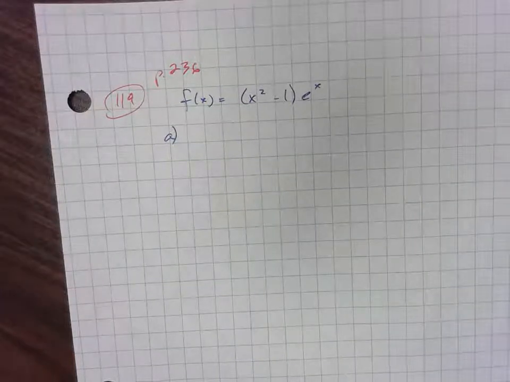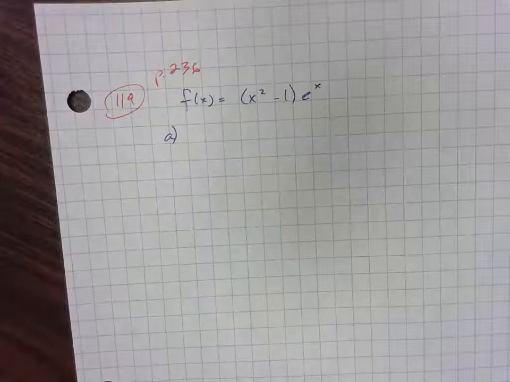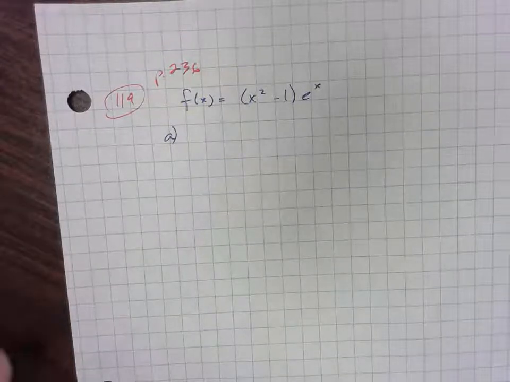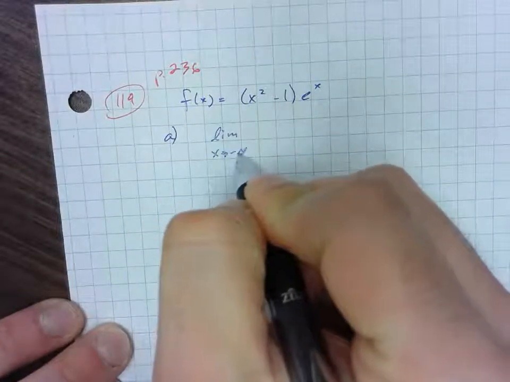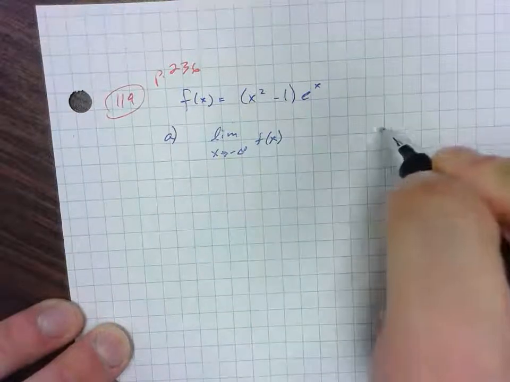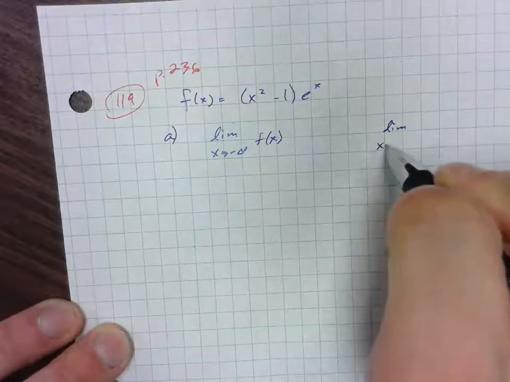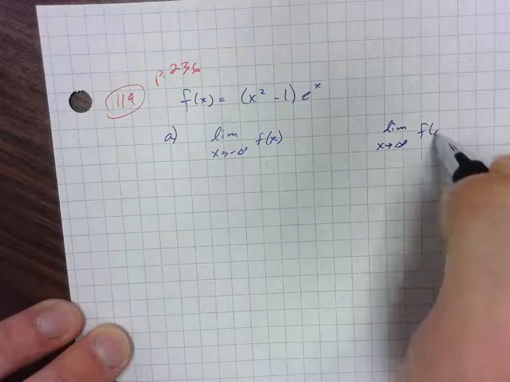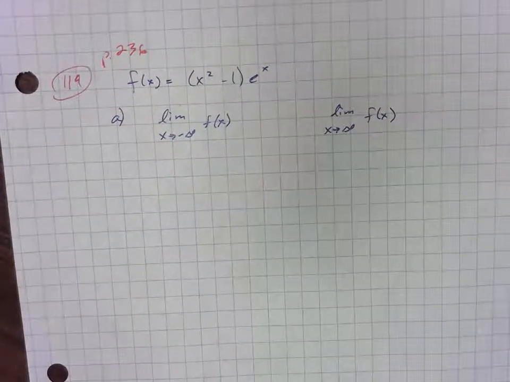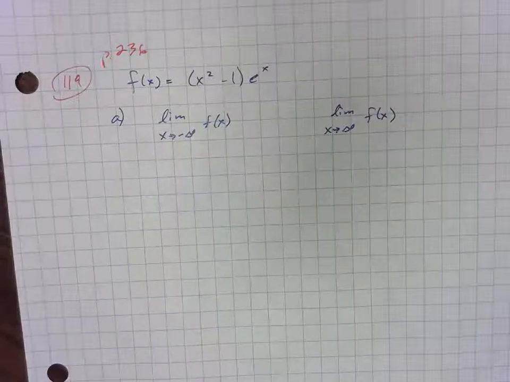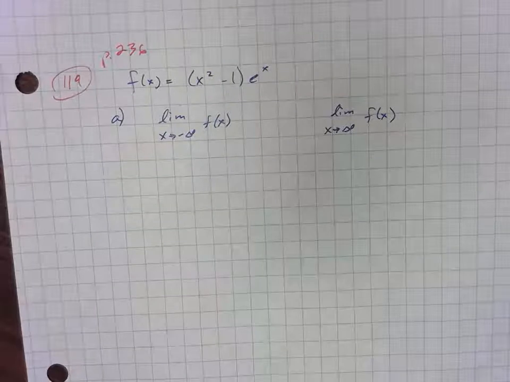Okay, so part A says find the limit as x approaches negative infinity of f of x and the limit as x approaches positive infinity of f of x. Well, in order to do this, we need to know what the behavior of the graph is, okay? And so let's see, I'm going to look back at what I did.